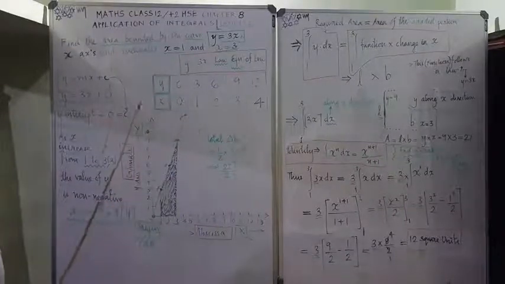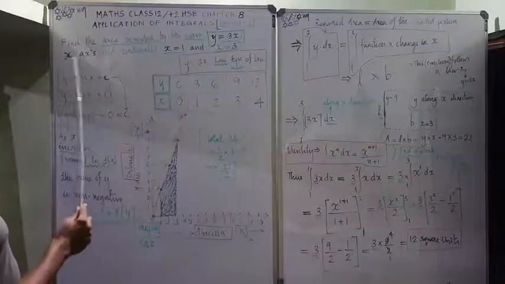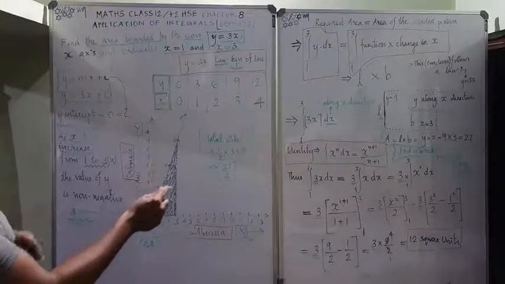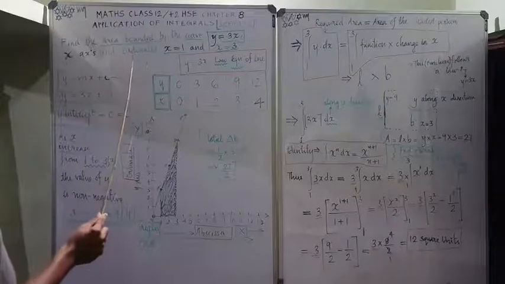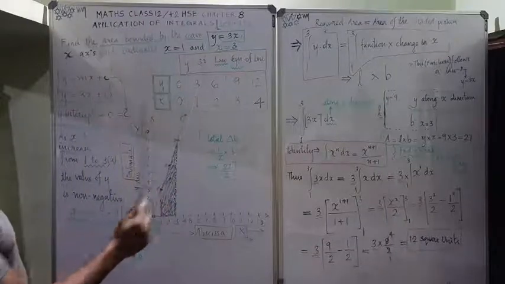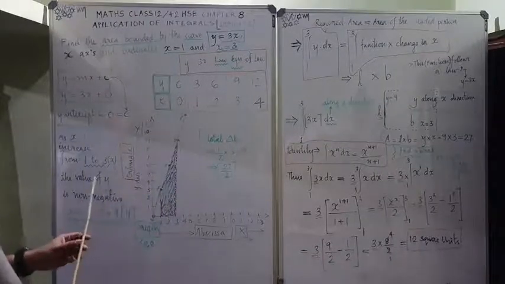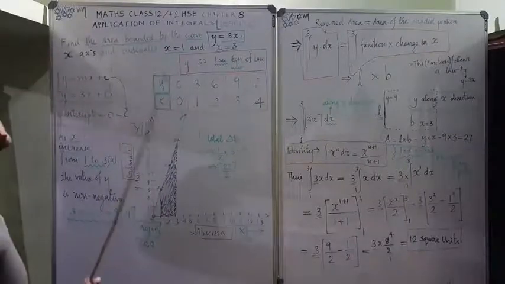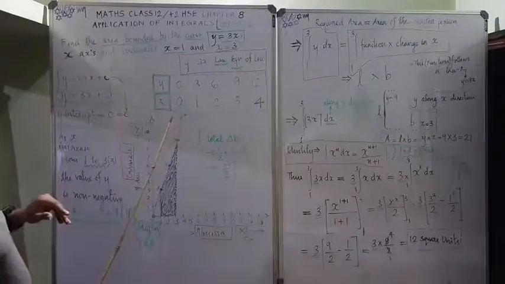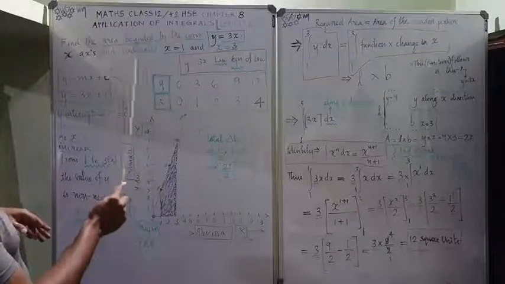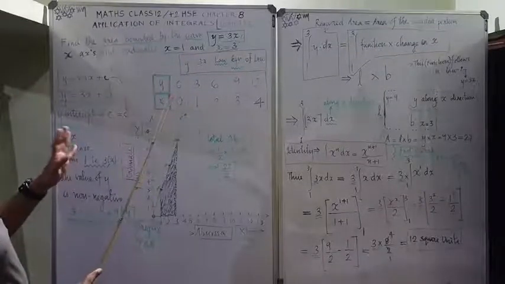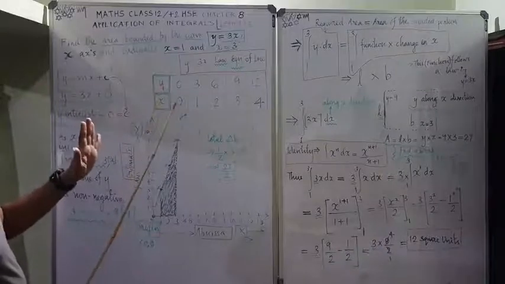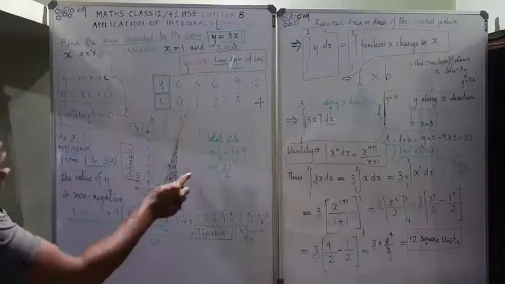So going to the question: find the area bounded by the curve y is equal to 3x, the x-axis and the ordinates x is equal to 1 and x is equal to 3. Okay, this question will be given in the examination. And what is it? The area bounded by the curve. There is a curve, y is equal to 3x.